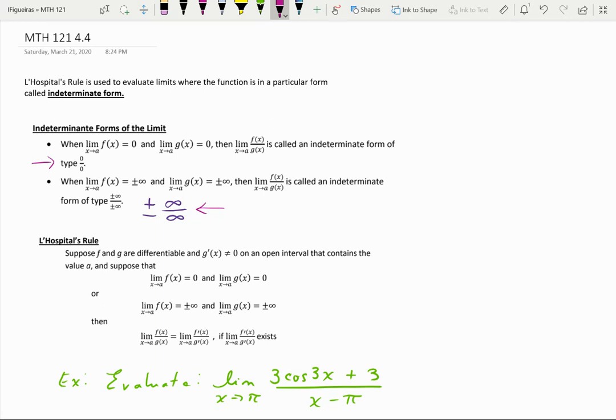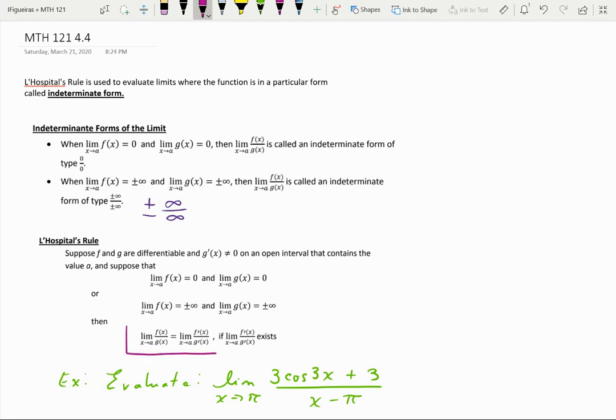So let's talk about what L'Hopital's rule is. L'Hopital's rule says that you can evaluate a limit as long as f and g are differentiable and g prime is not equal to 0 on an open interval that contains some value a, the value that the limit is approaching. As long as they are in indeterminate form, this is what L'Hopital's rule says.